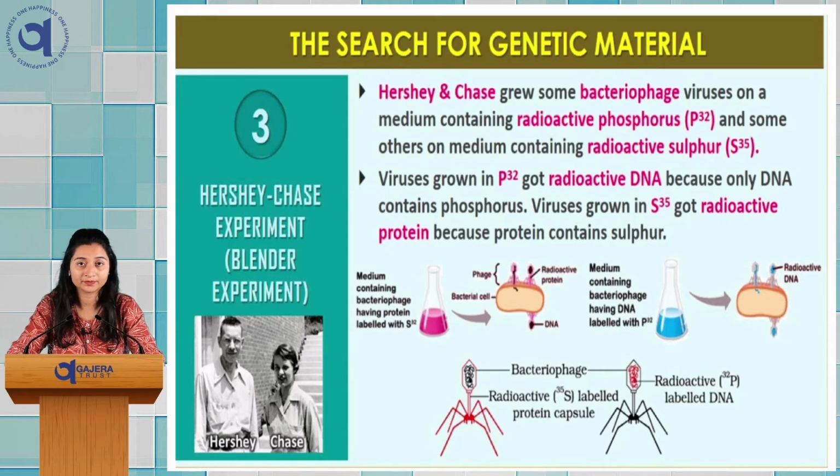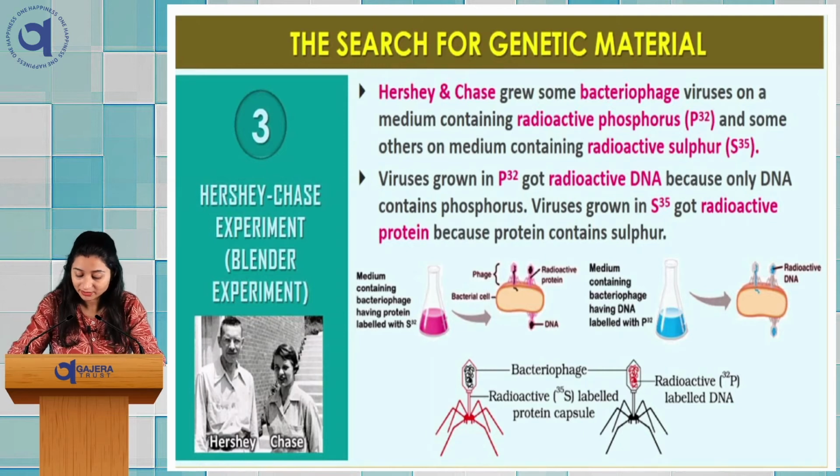radioactive sulfur. Now, as you are aware, phosphorus is a part of DNA; it forms the backbone of the DNA. While sulfur is part of protein, as it participates in the formation of disulfide bonds in the amino acids. So, this is how he wanted to conclude whether it is actually the DNA or the protein that behaves like the genetic material. For that purpose, they started with this experiment.